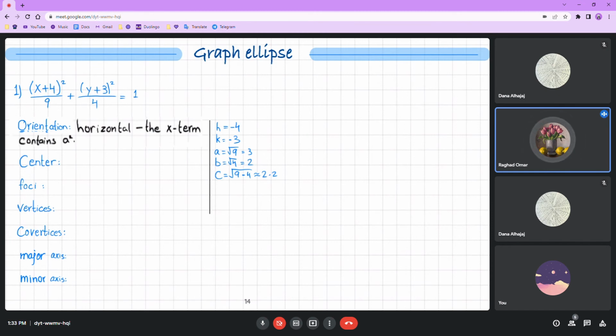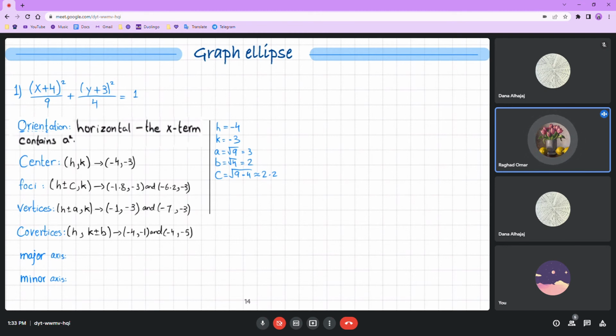The distance between the co-vertex and the center is b. So the co-vertex is (h, k plus or minus b), which is (-4, -1) and (-4, -5). The major axis equals y equals -3, and the minor axis is x equals -4.